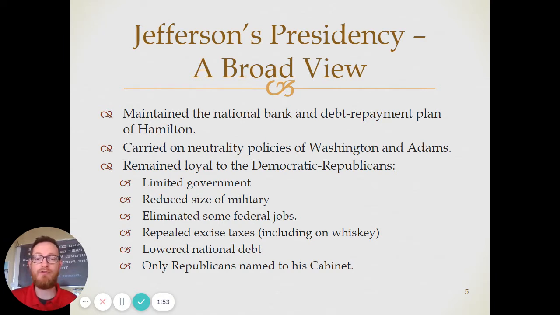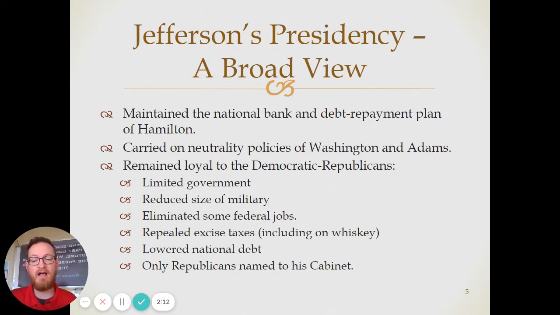He did carry on the neutrality policies of Washington and Adams, so trying to avoid involvement in foreign wars with France, with the French Revolution and everything that was going on there. But you are going to see that he does remain loyal to the policies of a Democratic Republican, which makes sense because he's kind of the head of that party.